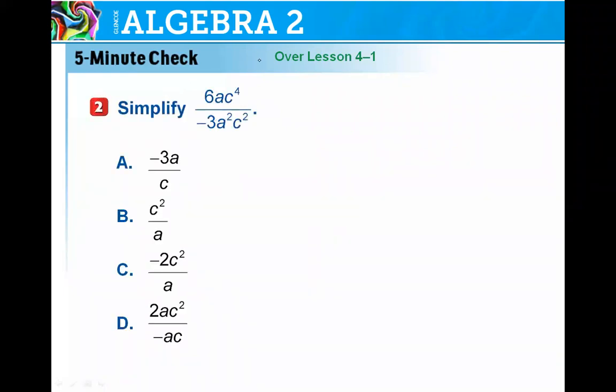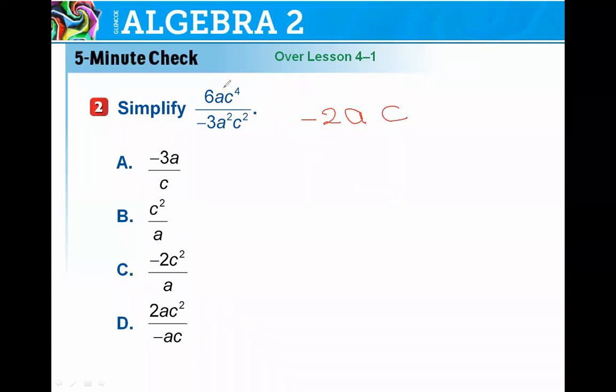The next one: simplify this expression. I'm going to Mu'taz. Okay, Mu'taz, I need to simplify this expression. What shall we do? First, we divide the coefficient: 6 divided by -3 will give us -2. Then after that we have a and c.